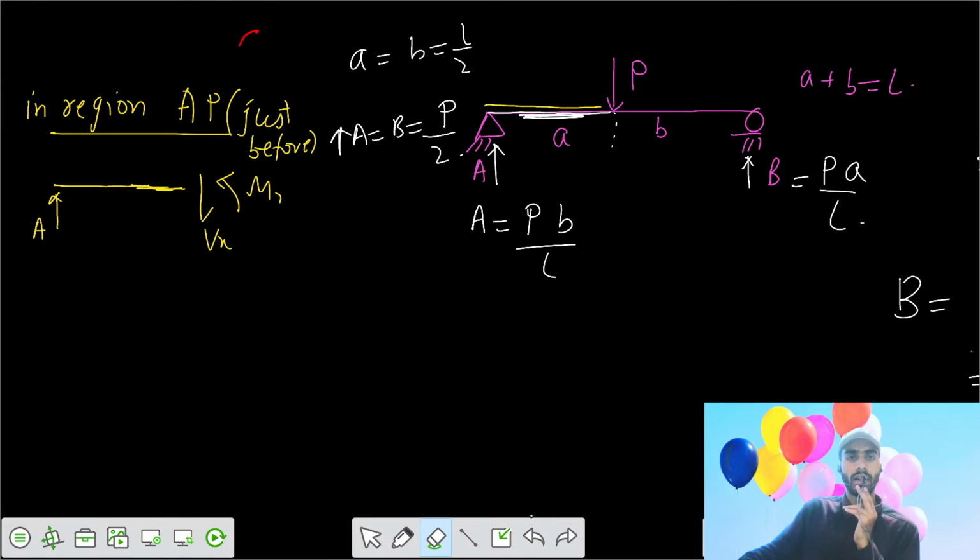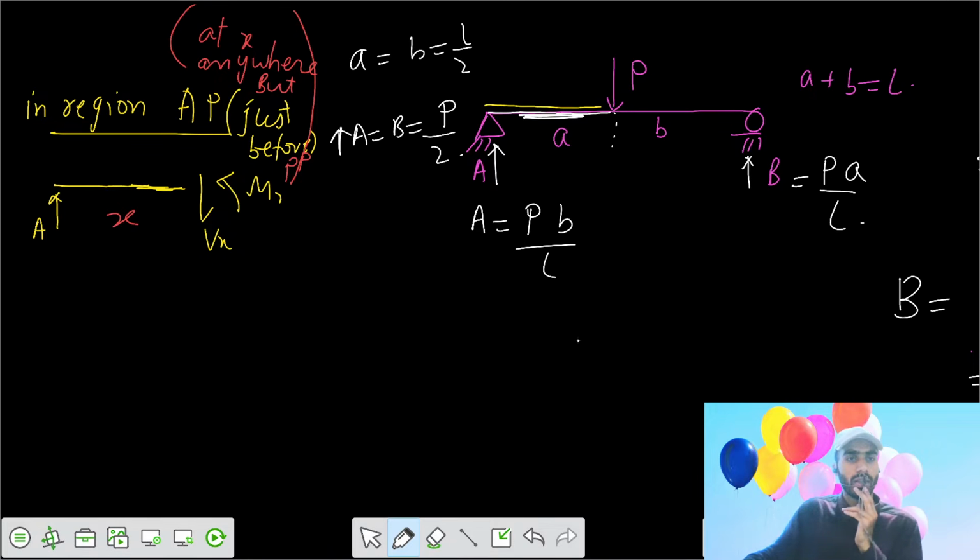We can also add here that we cut at any x, anywhere, but it should be just before your load P. So if we cut at any x, the effect of P is not there.